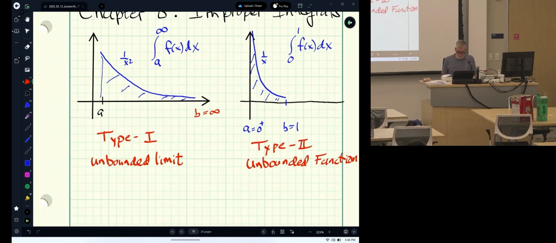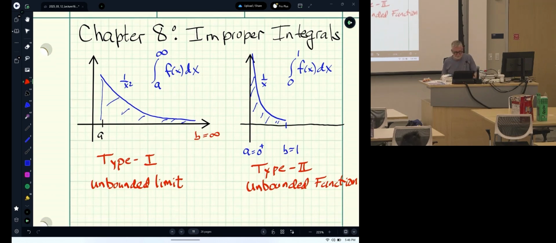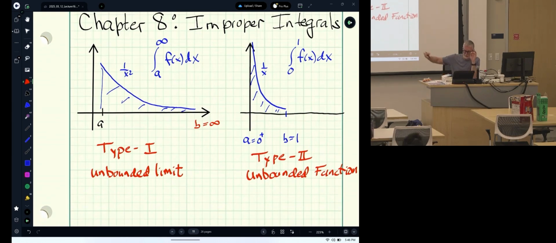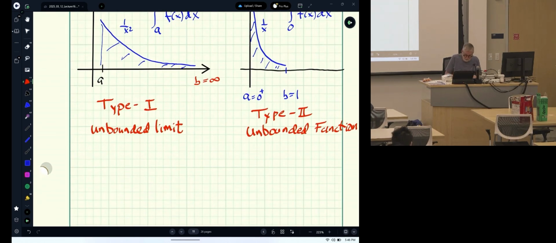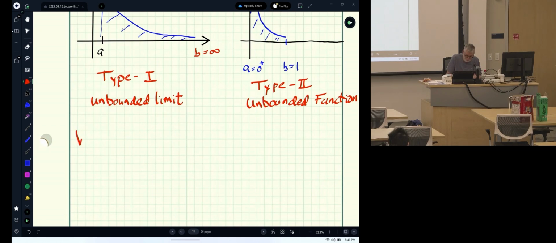Now you can have a type, I guess, I don't know, 37, where there's unbounded functions, unbounded limits, and all sorts of crazy things, okay? But these are the two pure types of improper integrals. So either you've taken the upper or lower limit, it could be going the other direction, okay? And this is why you need to be careful.